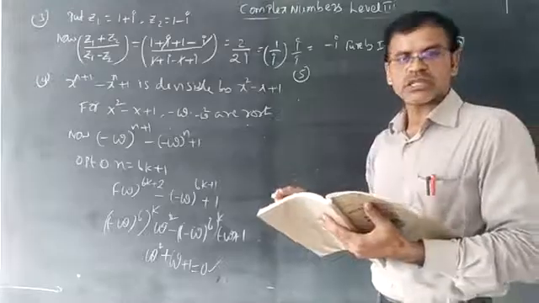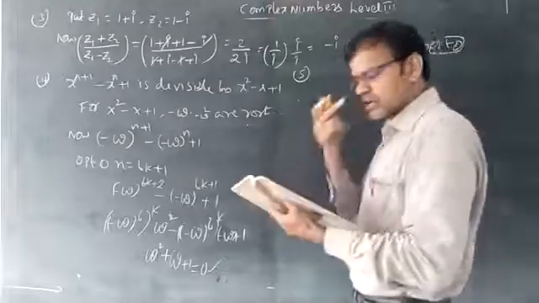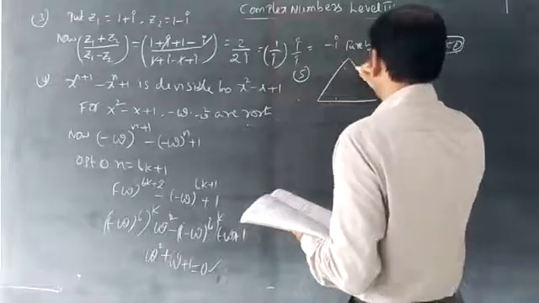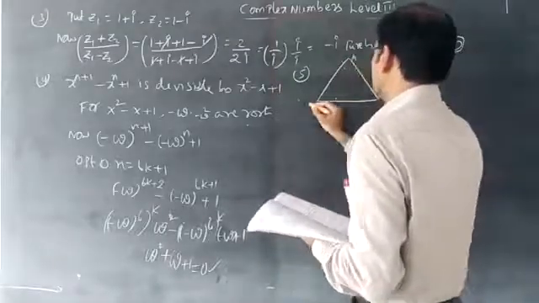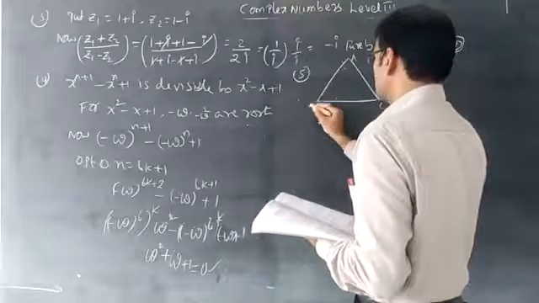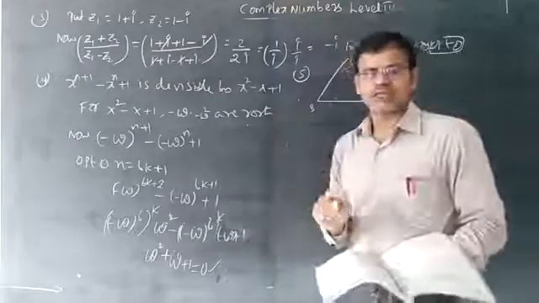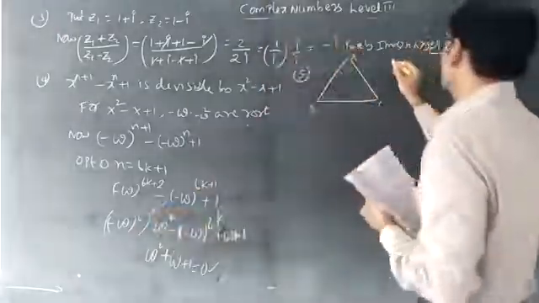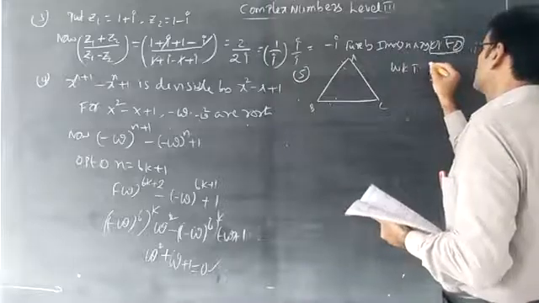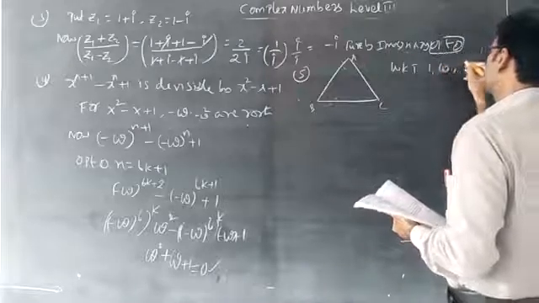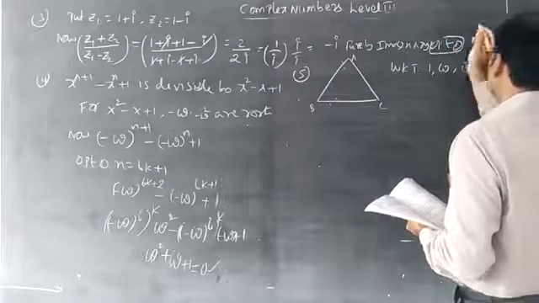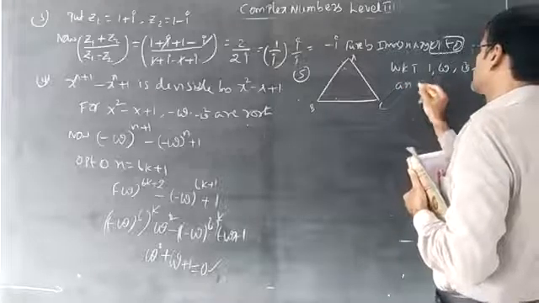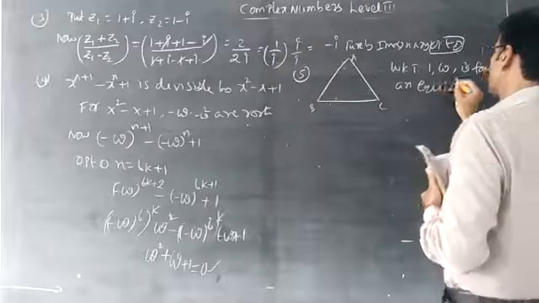Z1, Z2, Z3 are the vertices of an equilateral triangle ABC, and we need the value of the argument of the given expression. Better to take this as A, this as B, this as C. We know that 1, omega, omega square form an equilateral triangle.